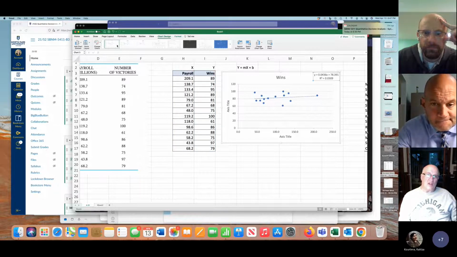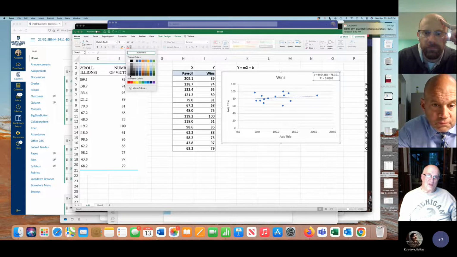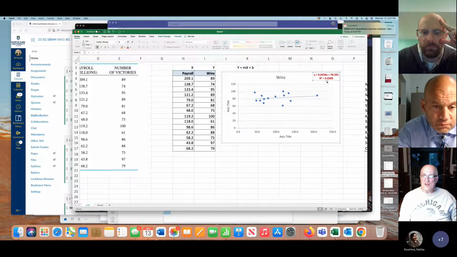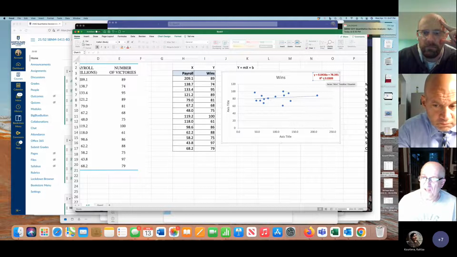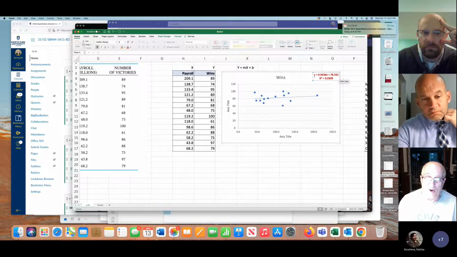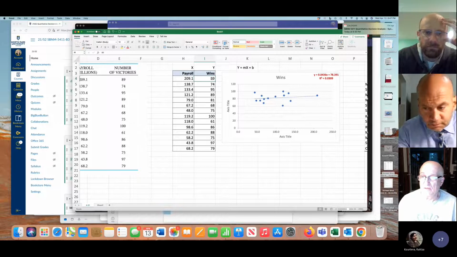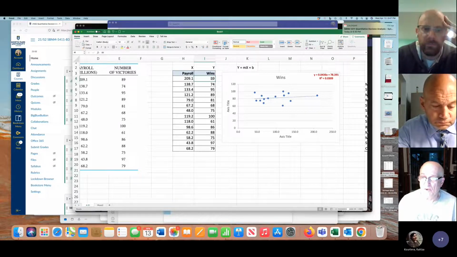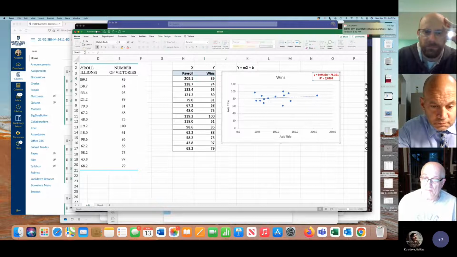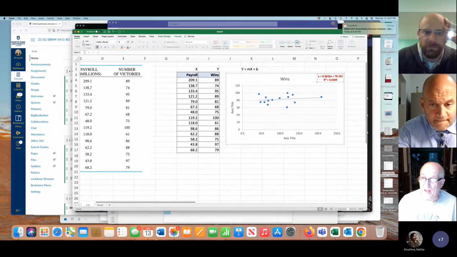The trick I do all the time is I go to the home, I go here and I make it this dark maroon color and I make it bold because this is my regression equation. It says 0.043 times X, which is times the payroll, plus 78.391 or 78.4 will give me my number of wins. Right? That's what it tells me. And it also gives me an R squared number. And R squared is 0.0309.